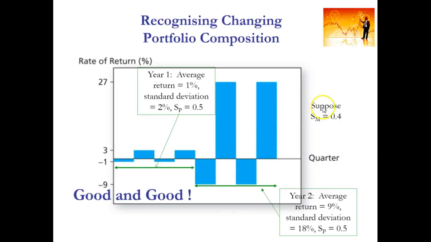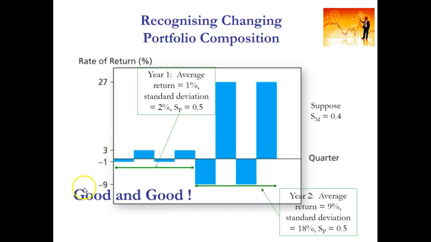Now let's suppose that across this 2-year period, the Sharpe ratio of the market was 0.4. So what did this mean? Well, in year 1, we outperformed the market, and in year 2, we outperformed the market, which is why I've written down here good and good, outperformed in both years.